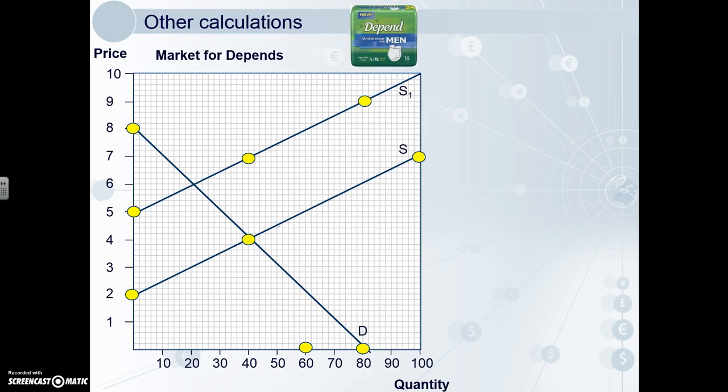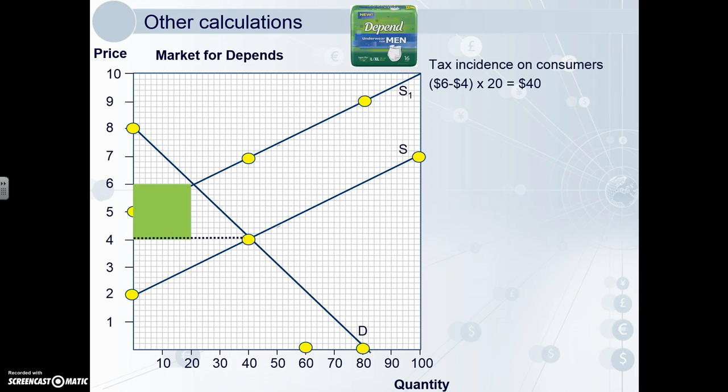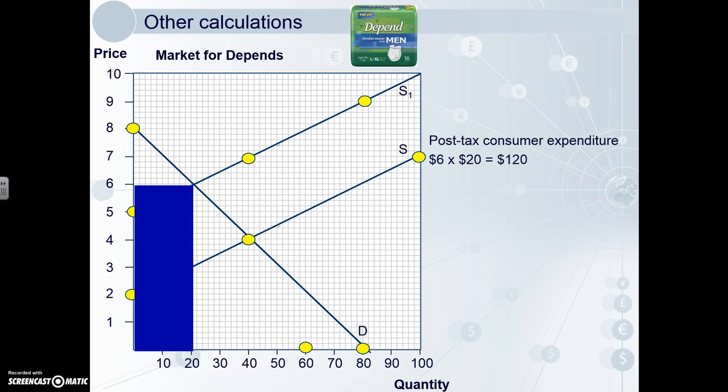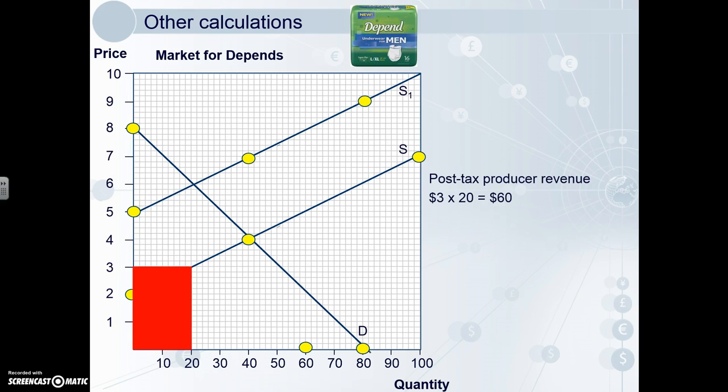Now there are a bunch of other calculations that you may need to do. Nothing tough, but you do have to understand these concepts. As we go through, ensure that you know why it is the area indicated for each calculation. The maths of course is basic. If you've drawn accurate curves, you can easily calculate the figures. So tax incidence on consumers, like that. Tax incidence on producers is there. Post-tax consumer expenditure is there. Post-tax producer revenue is here.